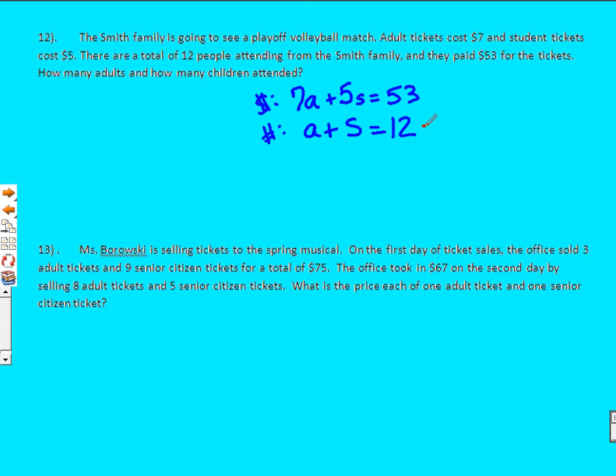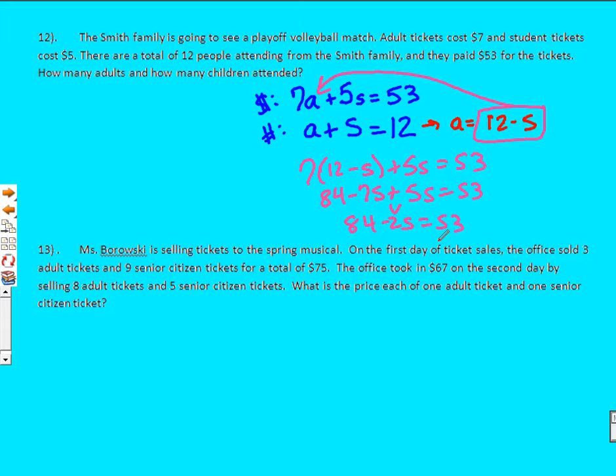Just to be different, I'm going to make this one with substitution. I'm going to set A by itself and get A equals 12 minus S. Just so you can see that one. Plug it in for A in the original equation: 7 times (12 minus S) plus 5S equals 53. Distribute that through. 84 minus 7S plus 5S equals 53. Those combine to negative 2S.